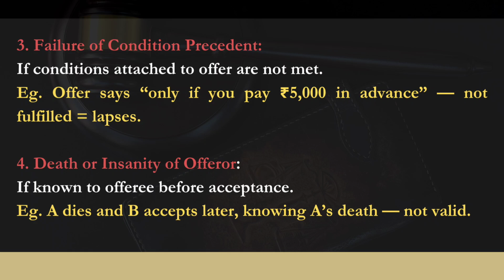Third, failure of condition precedent. If conditions attached to the offer are not met. Example, offer says only if you pay rupees 5,000 in advance. Not fulfilled equals lapse. Fourth, death or insanity of the offerer, if known to offeree before acceptance. Example, A dies and B accepts later knowing A is dead, it is not valid.